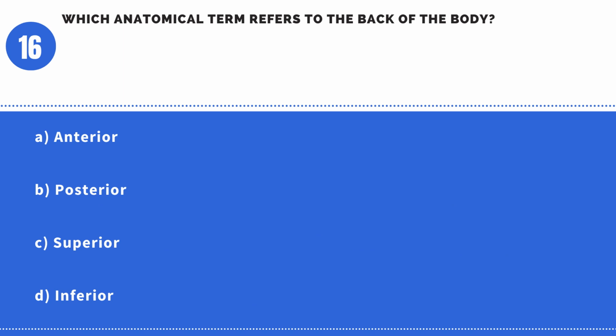Question 16. Which anatomical term refers to the back of the body? A. Anterior. B. Posterior. C. Superior. D. Inferior.